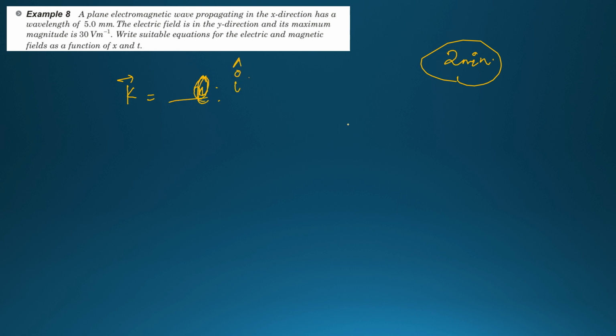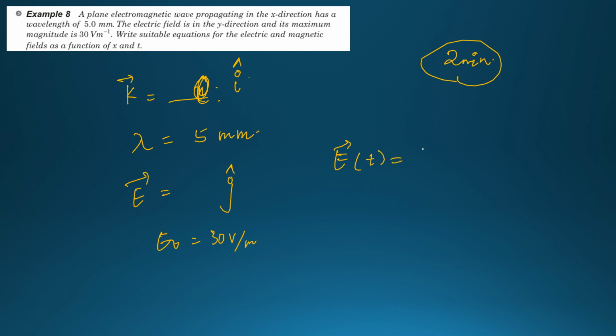Wavelength is given, 5 millimeter. The electric field is in the y direction, that is j cap, and its maximum magnitude is 30 volt per meter, so E naught is 30 volt per meter. That is the amplitude of the electric field. Write suitable equations for electric and magnetic fields as a function of time. So E as a function of time you will write, and B as a function of time you will write. Please try. You have 2 minutes. I've told you the question.